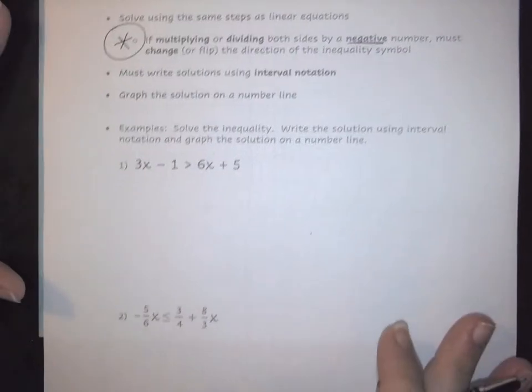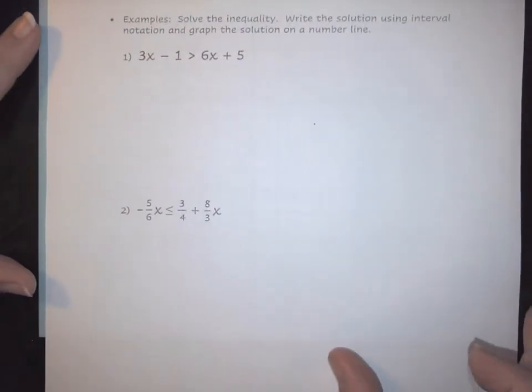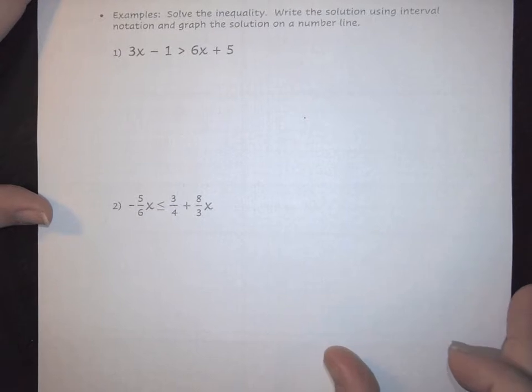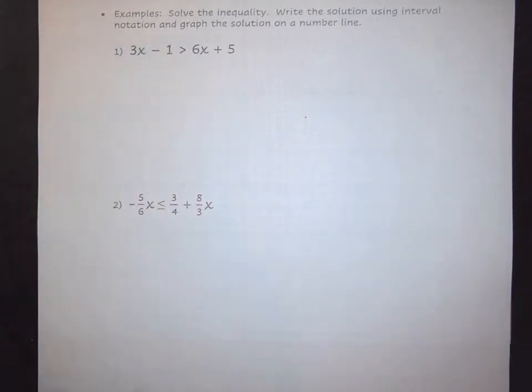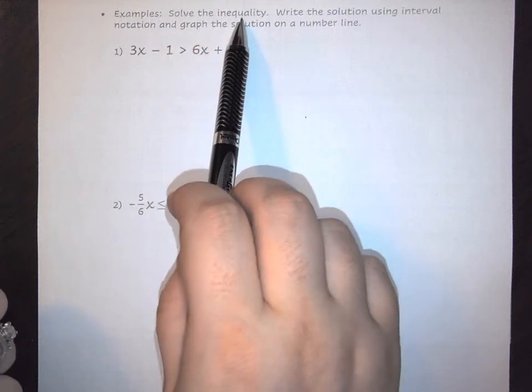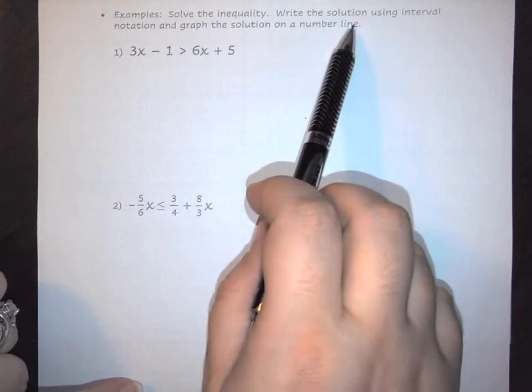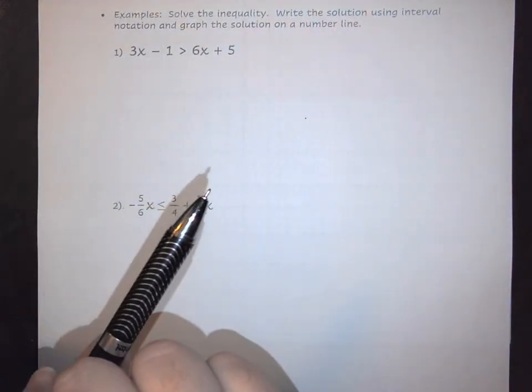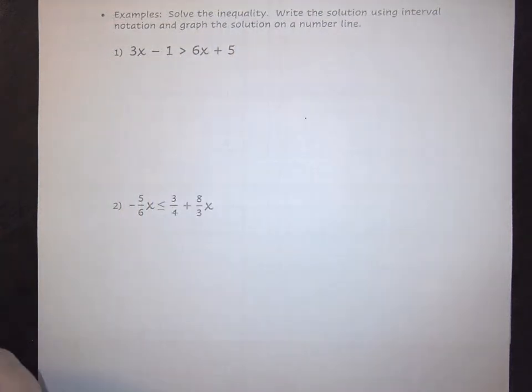Okay? So I've got a couple examples here that will help clear some inequality confusion up, so let's go ahead and get to those. So first and foremost, the question says to solve the inequality and to write the solution using interval notation and graph the solution on a number line.